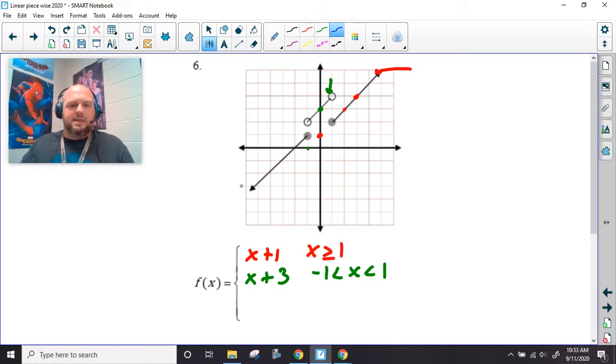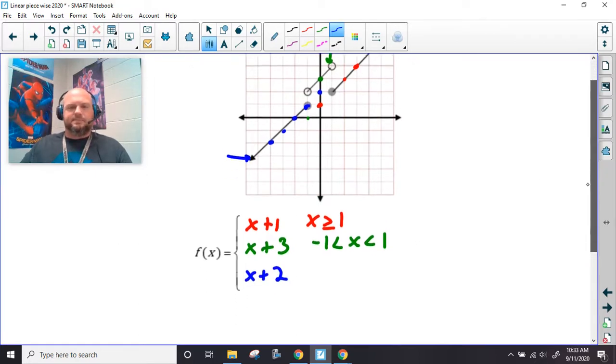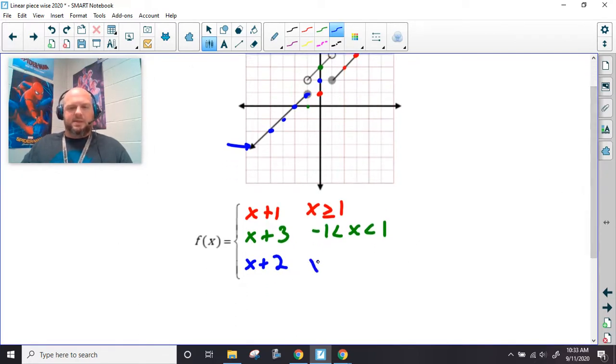All right. And last but not least is this person right here. It looks, again, that we got a slope of 1. Okay. So it is x plus 2. And this is when x is less than or equal to -1.